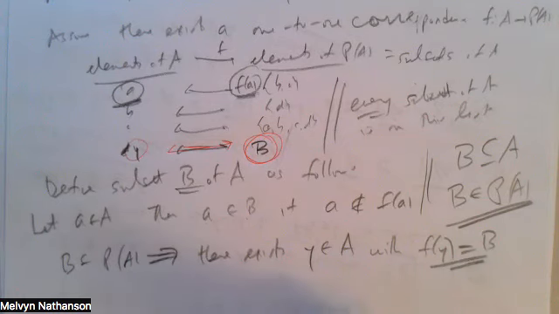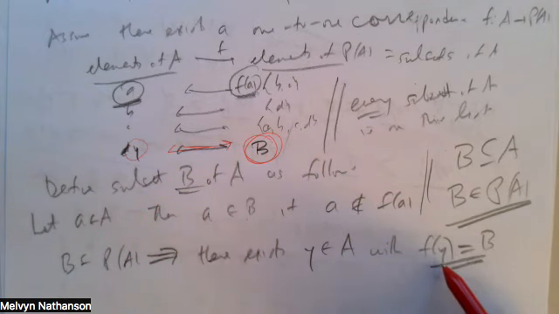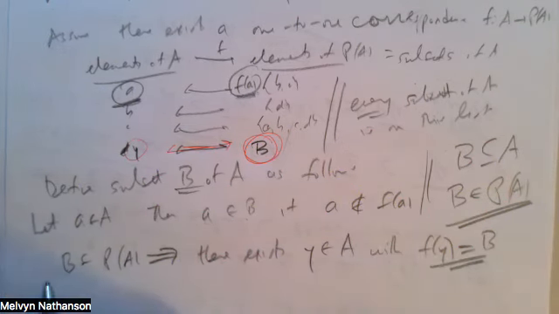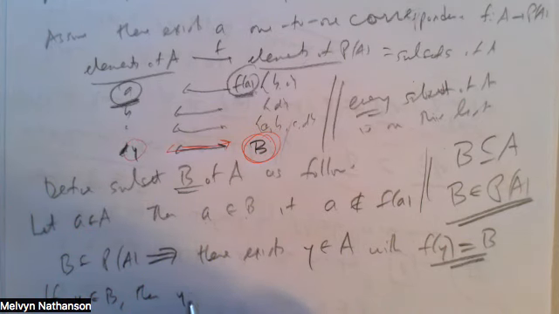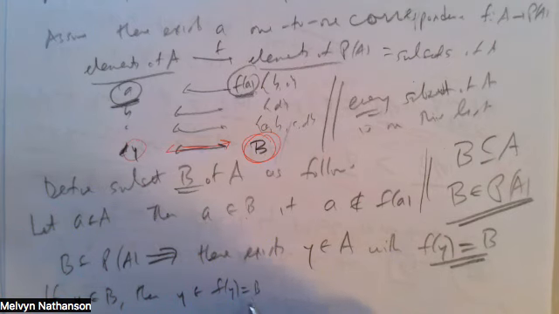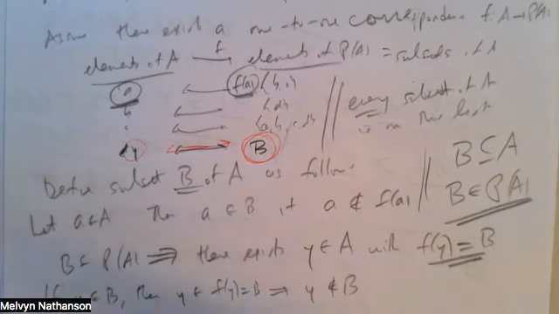And then we ask the question, is Y in B or not? Because B is a subset, Y is an element. Either Y is in B or Y is not in B. So let's analyze this. If Y is in B, then Y is in F of Y, which is equal to B. But if Y is in F of Y, then Y is not in B.